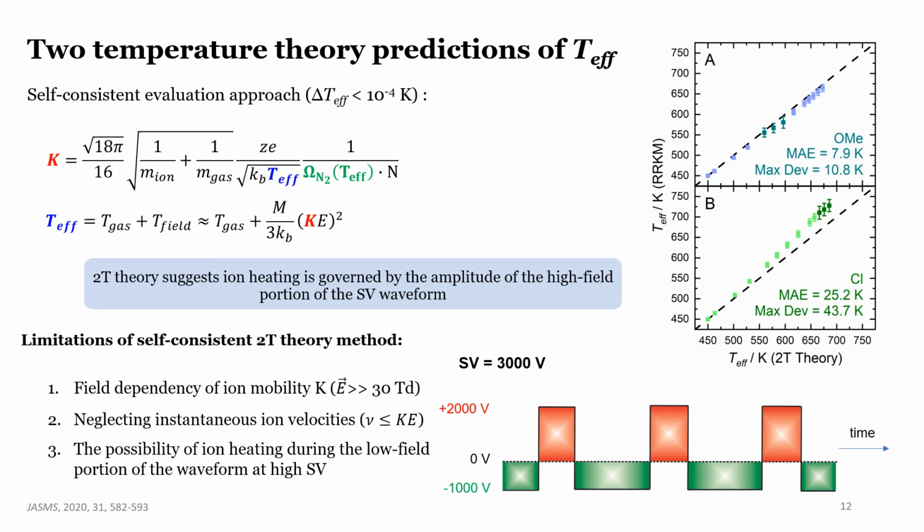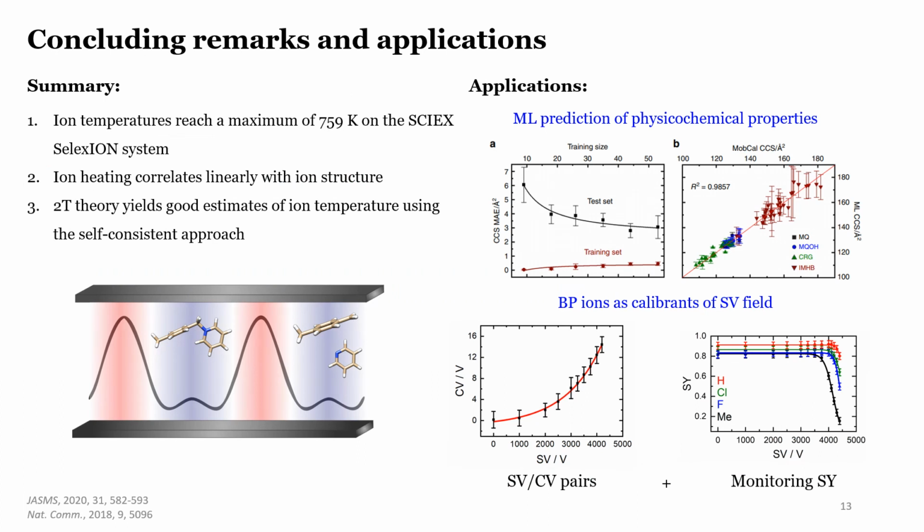Finally, at sufficiently high field strengths, it's possible that additional heating can occur during the low field portion of the waveform. There are, of course, other factors that influence the degree of heating imparted to ions by the separation voltage that couldn't be covered due to time constraints. But in summary, what we know is that once a critical field strength is surpassed, significant fragmentation of the benzylpyridinium ions is detected. At the maximum bath gas temperature and separation voltage that our instrument can accommodate, effective temperatures for the benzylpyridinium species go as high as 759 Kelvin.